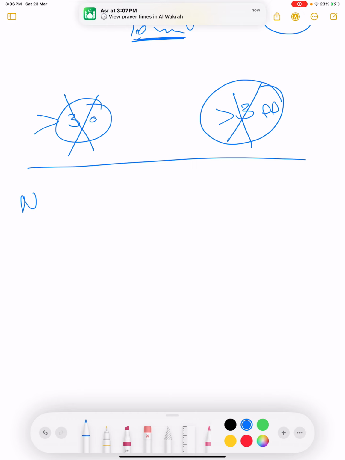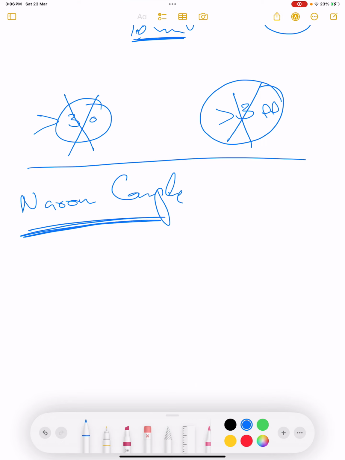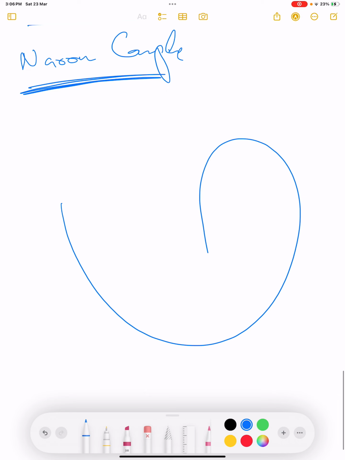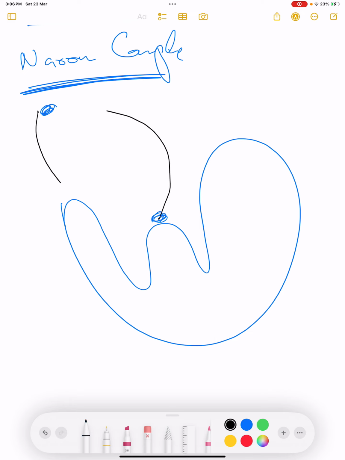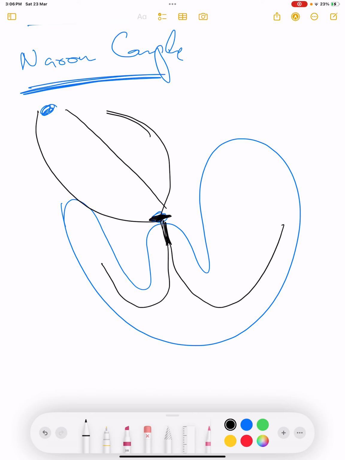First of all, narrow complex rhythms. Narrow QRS complex. So let's draw our heart. We know that this is our heart, this is our SA node, this is our AV node. Impulse starts from the SA node and reaches the AV node after depolarizing the atrium, and then there is some AV nodal delay, and then it depolarizes the septum, followed by ventricular depolarization, and our QRS complex is formed during ventricular depolarization.